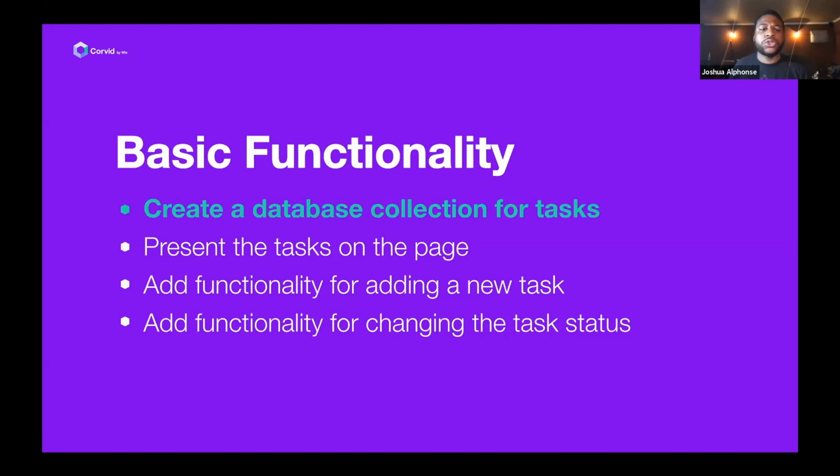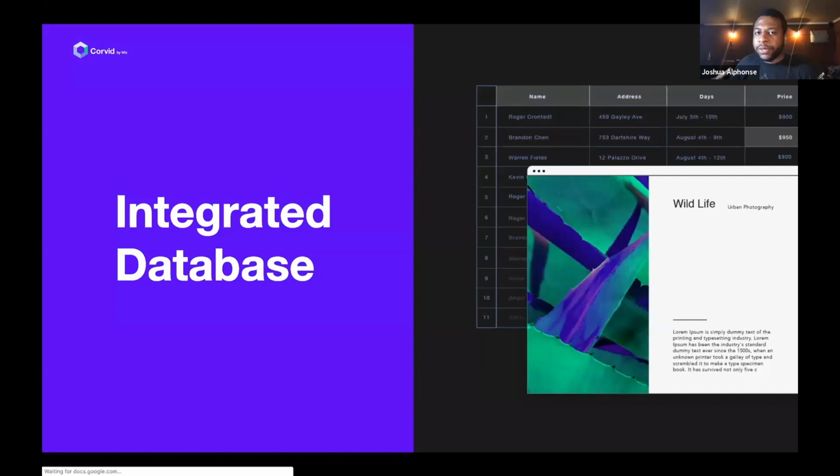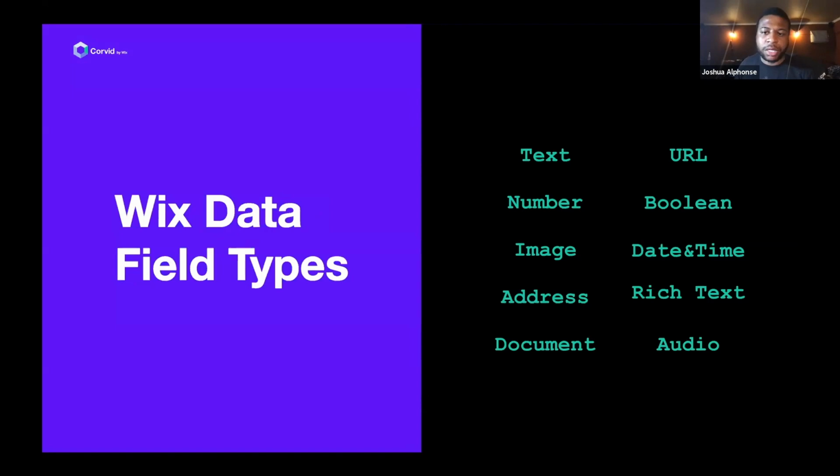So first we'll start with creating a database collection for the tasks. Our integrated databases are super easy to use. They run with MongoDB in the back, but you can easily create many different fields with different data types. So we can accept videos, images, links, tags, you name it. Whatever you need to store in this database collection, you can store for your website. So here are the field types. Like I said: text, number, URL, image, address, document. These are your basic file types that you'll need when you're building a web application.